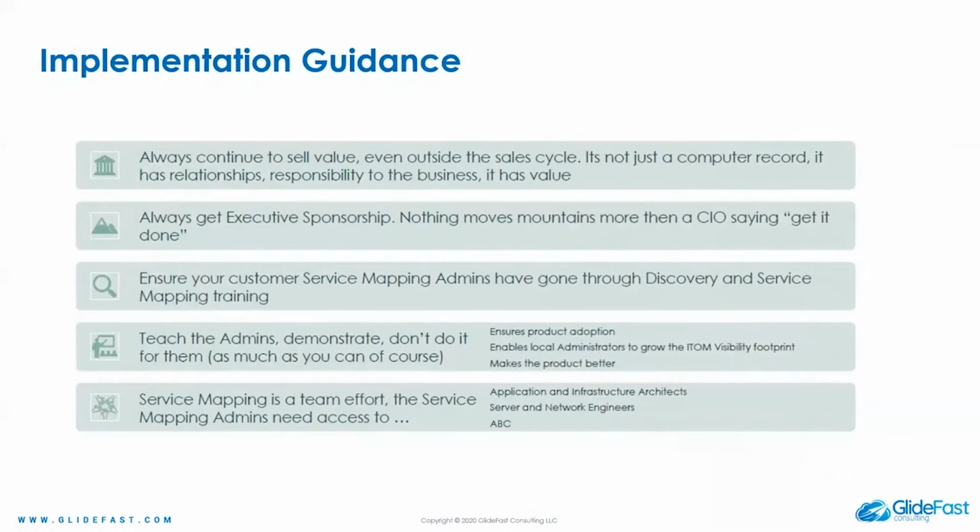Okay, so now from a service mapping perspective, the bullet points are very similar to the discovery side. It just has some smaller tweaks. So again, always continue to sell value, even outside that sales cycle. It's not just a computer record. It has relationships. It has responsibility to the business. It has value. Always get this executive sponsorship.